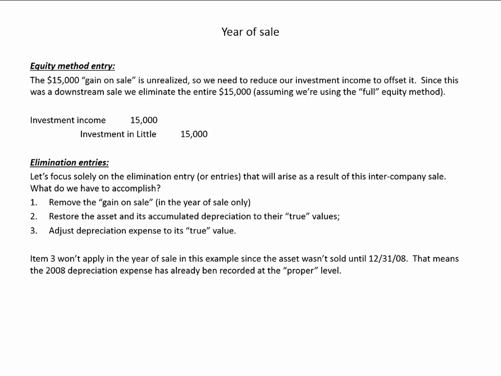Now, in this example, item 3 won't apply in the year of sale because we assumed that the asset wasn't sold until December 31st, 2008, which means that the seller, Big, had already taken the correct depreciation of $20,000 per year. But we will have to adjust depreciation expense next year when Little starts reporting that $25,000 annual depreciation expense figure.